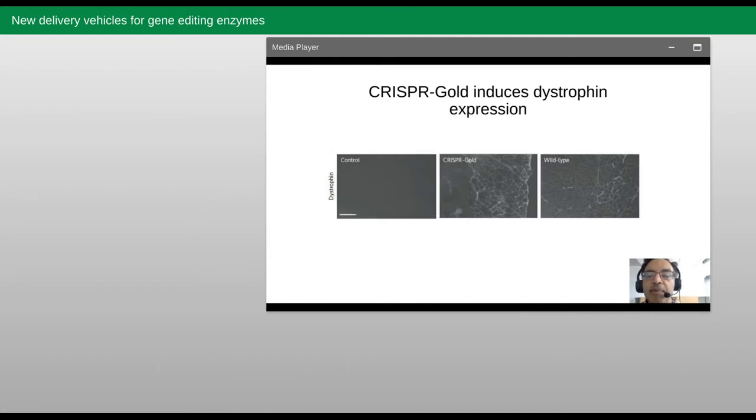We also did immunohistochemistry on these mice to investigate dystrophin expression. The results are shown here. In this experiment, we stained these histology slides with a dystrophin antibody. You can see that in control MDX mice, there's no positive staining with the dystrophin antibody. In the wild-type mice, all the way on the right, you can see a lot of dystrophin staining. And in the CRISPR Gold treated mice, in the vicinity of the injection, you see a very high percentage of dystrophin-positive muscle fibers. So this demonstrates that we are able to regenerate dystrophin protein in the muscle tissue.